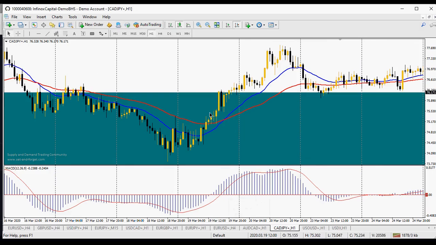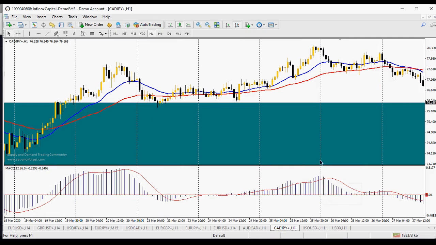Okay, all these are confirmation that you are right to be buying this market. So this is a good sign that if you are buying, then you are right. Okay, so they confirm the move of the market. Okay, so that's how MACD works.